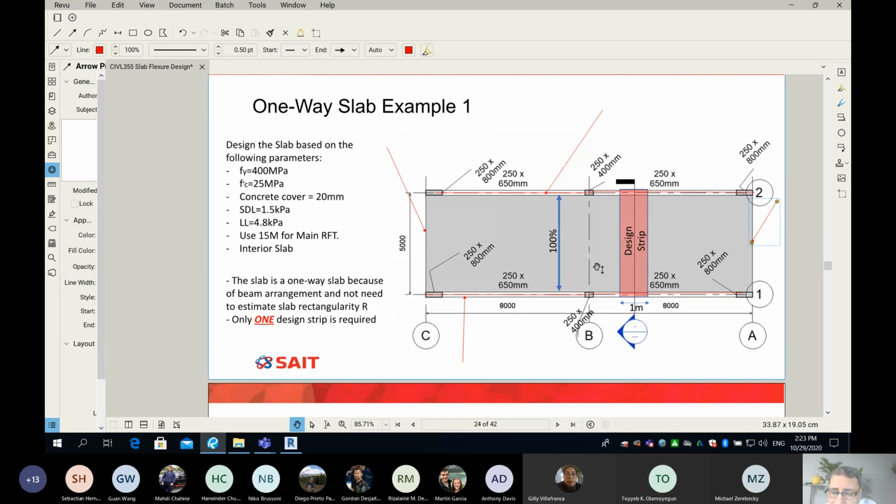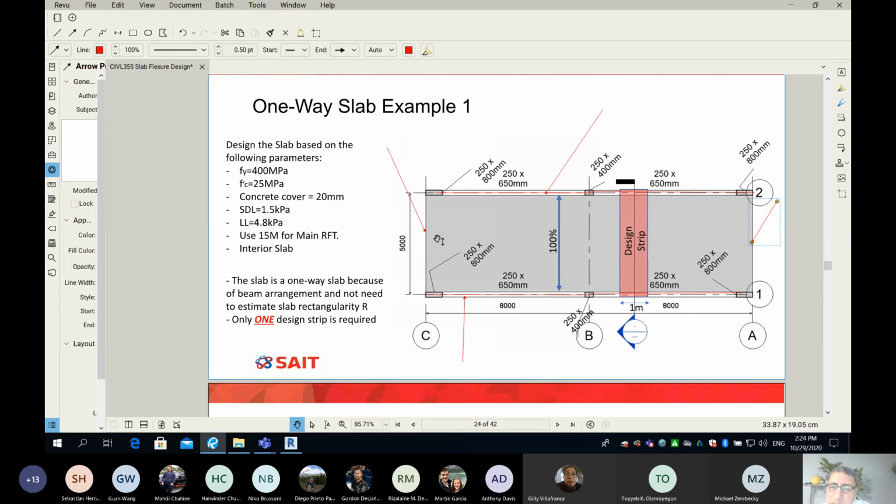So the slab is one way, not because of the shape of the slab, not because R exceeded 2, which is the case. If you divide 16 by 8, you will get more than 2. But that's not the way. A one-way slab is not because the R is more than 2. It's because there's no beam on this side and on this side.